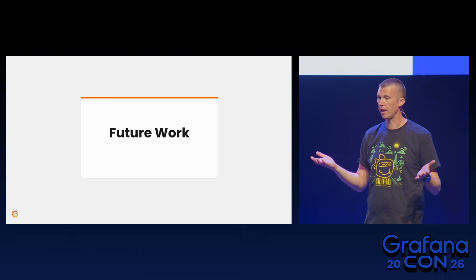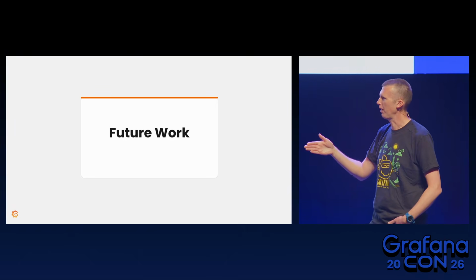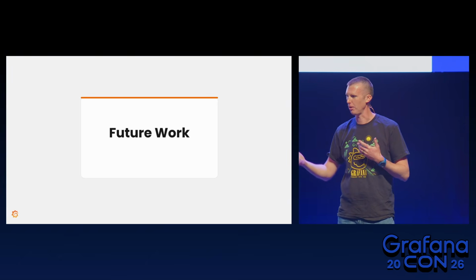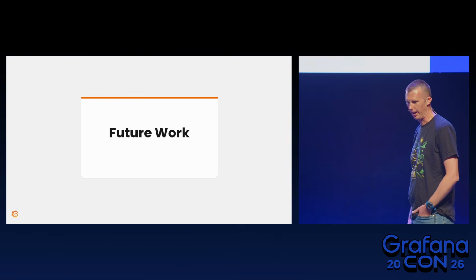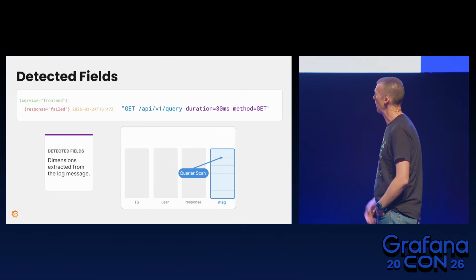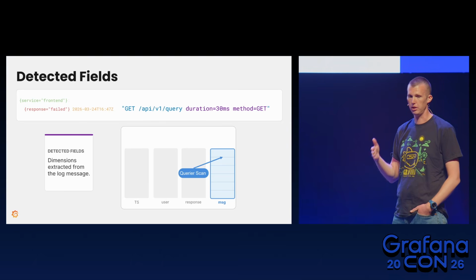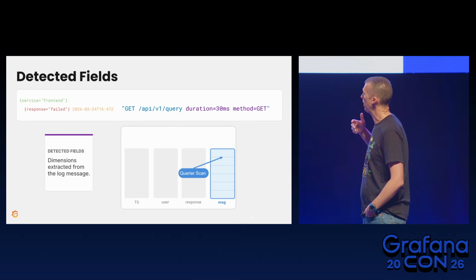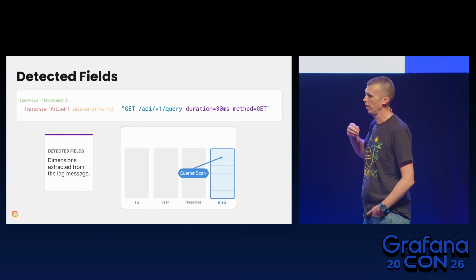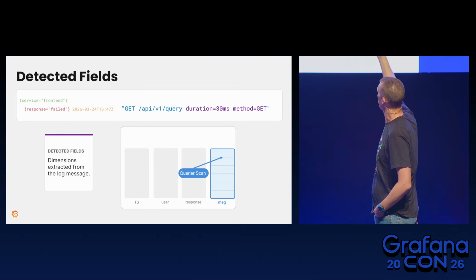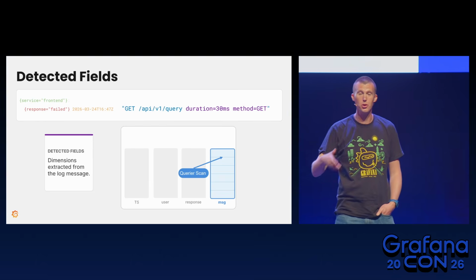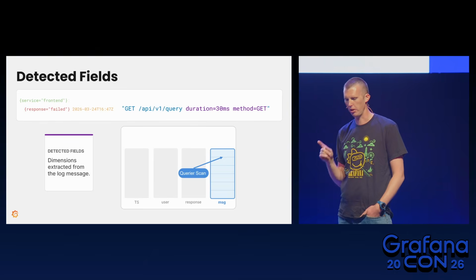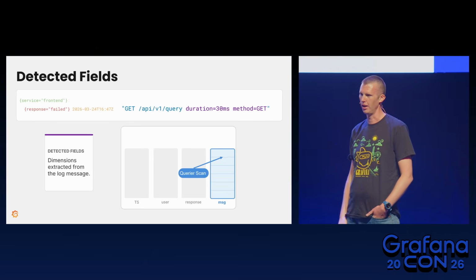And you may be thinking to yourself, wow, they thought about everything. They solved every problem. But there are a few still out there. So we'd like to talk about a few of those. The first one being detected fields. As Ben mentioned earlier, there is often structure in the log line itself. And historically, Loki has always had to parse this structure at query time. So for example, the duration and method here. In the new query engine, I'm very excited to announce, we still parse this information at query time, but we hope to stop doing that soon.